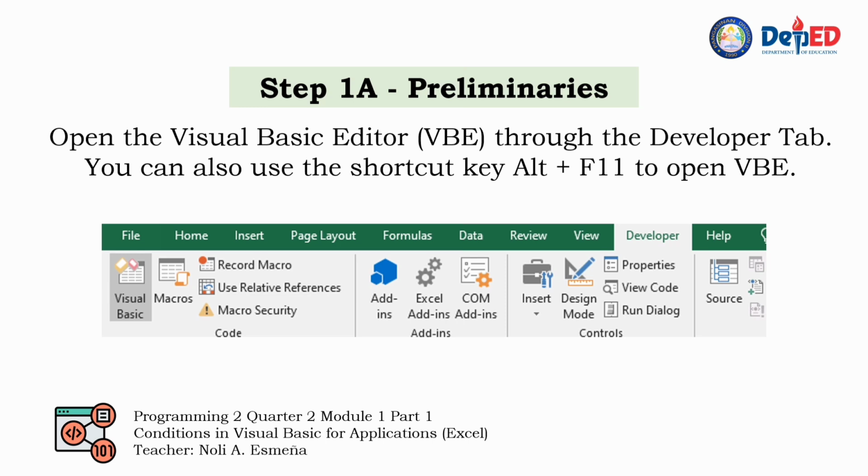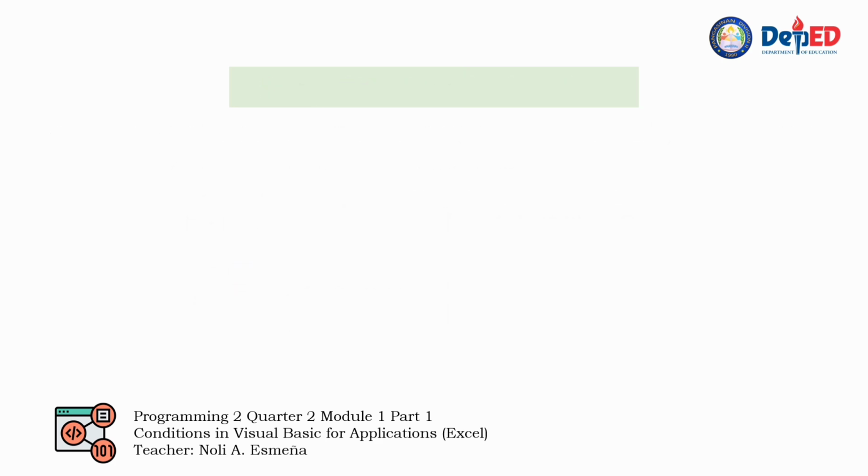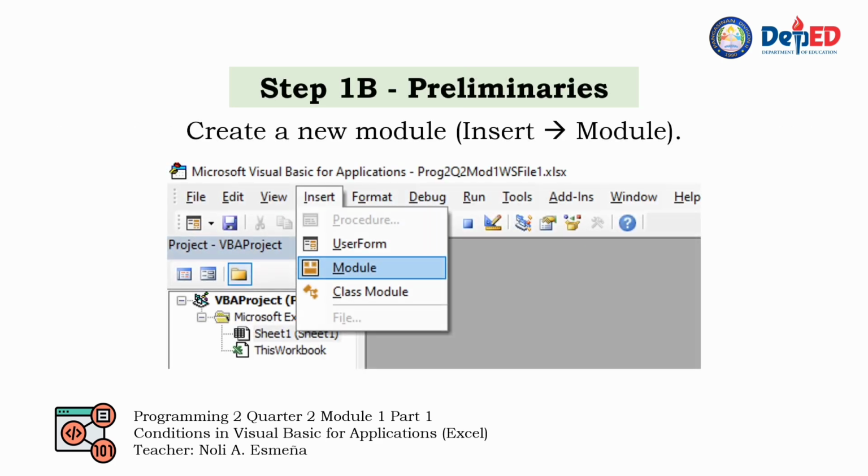The first thing we will need to do is to open the Visual Basic Editor or VBE through the Developer tab. You can also use the shortcut key Alt F11 to open VBE. Then, after opening the VBE, create a new module. Do this by clicking the Insert menu, then selecting Module.